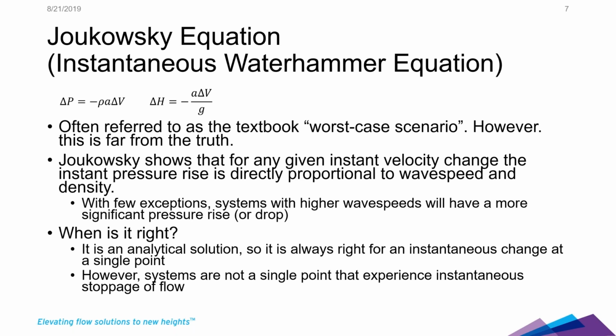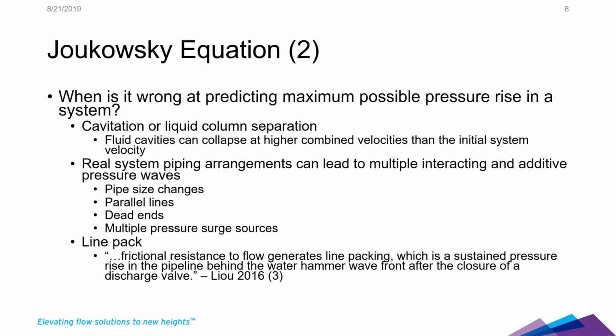Okay. So when it's right, the Joukowsky equation is actually an analytical solution. So it's always right, but that's for an instantaneous change at a single point. What that means though is systems are not single points that experience instantaneous stoppage of flow. So if you're actually modeling a real system, you can't use the Joukowsky equation. It's just not going to be right.